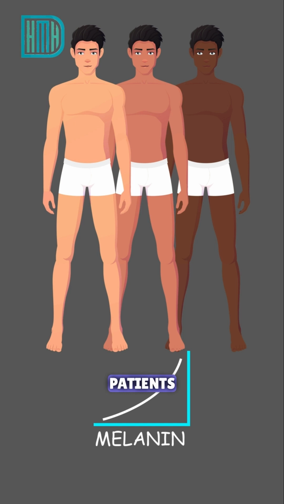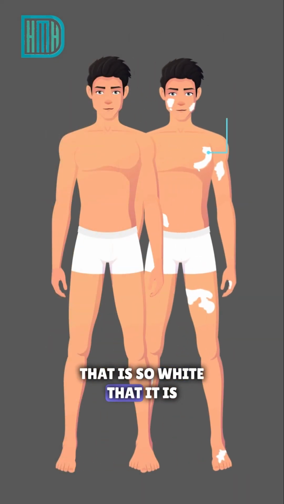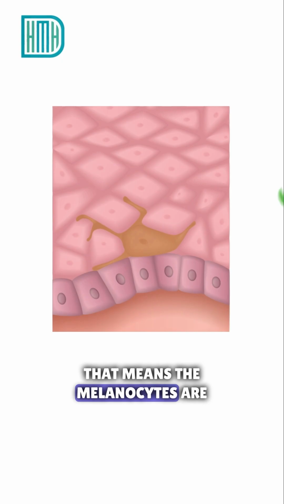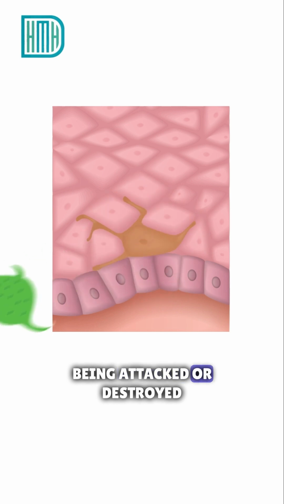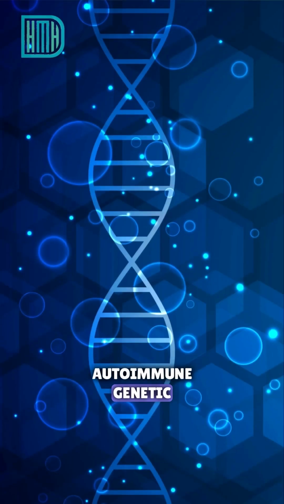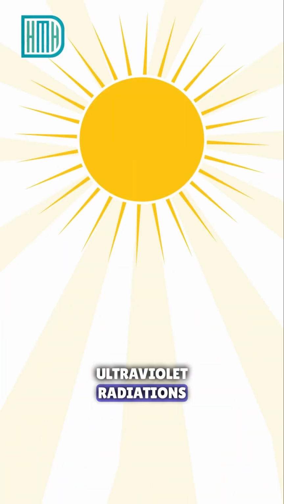So, in vitiligo patients, the patient has a discoloration that is so white that it is evident there is no melanin. That means the melanocytes are being attacked or destroyed. The main causes of vitiligo are autoimmune, genetic, neurogenic, stress, and ultraviolet radiation.